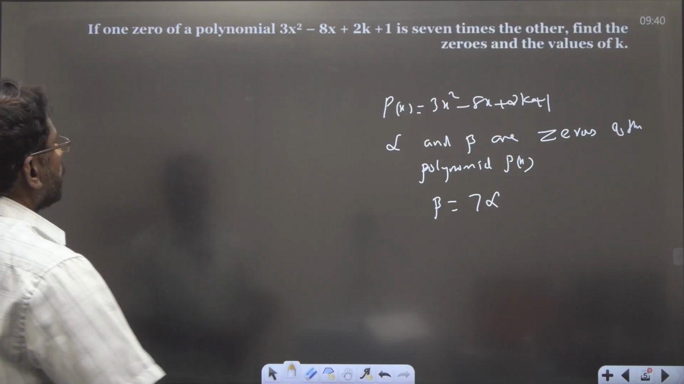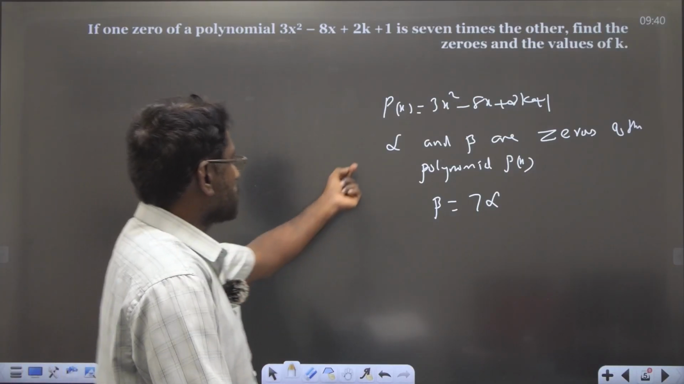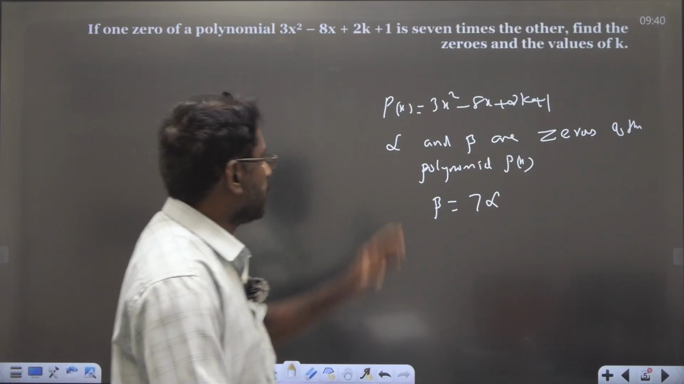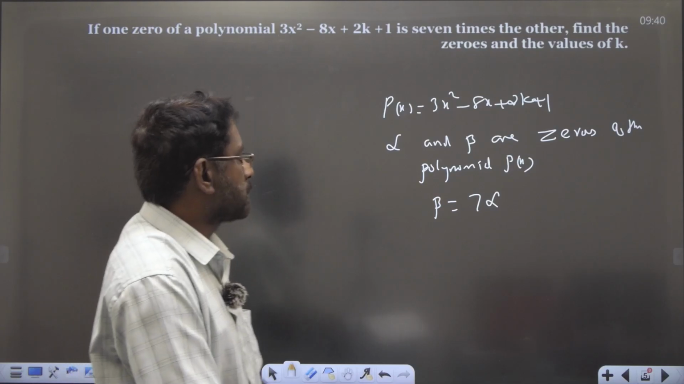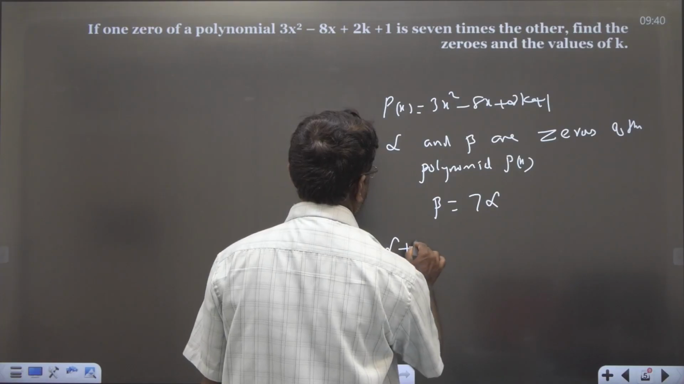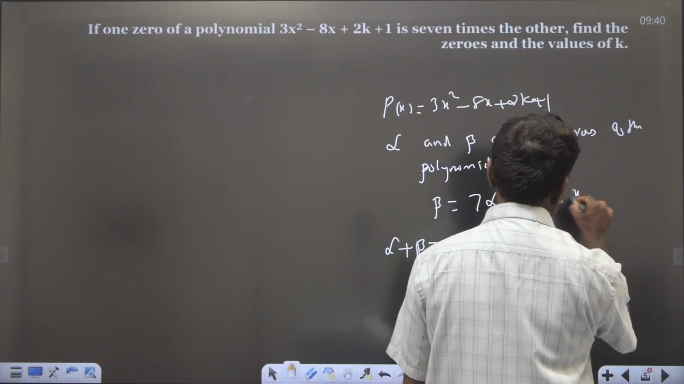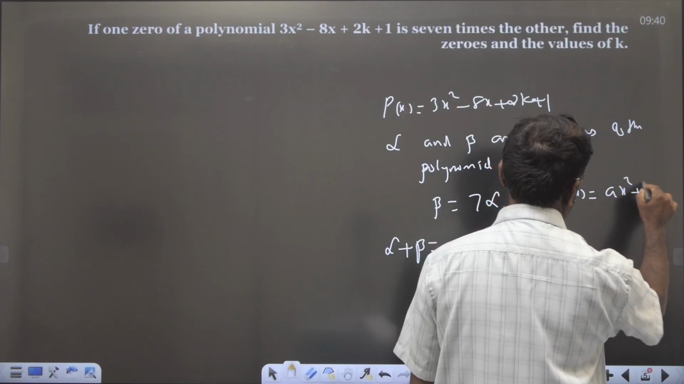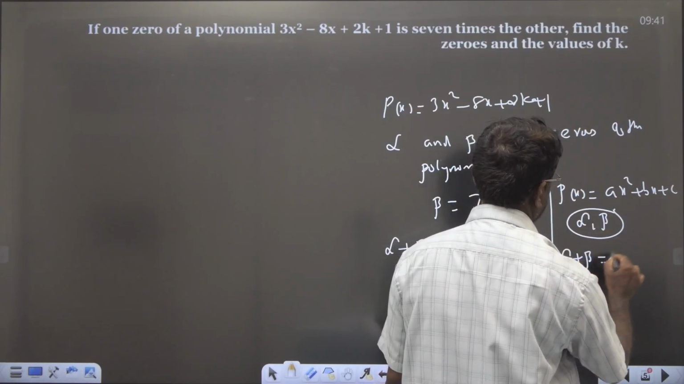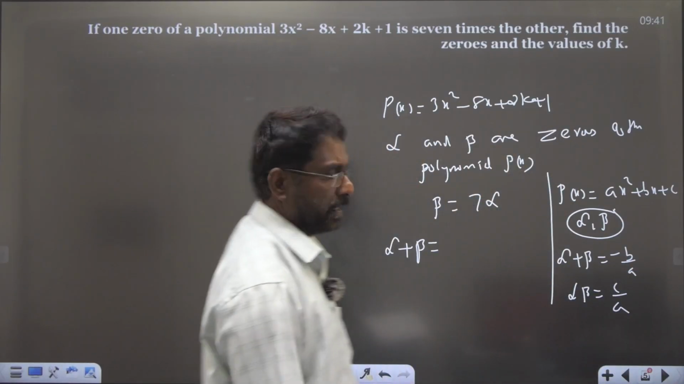If one zero of a polynomial is 7 times the other, what is its meaning? Suppose alpha is one zero, then automatically the second zero will be 7 alpha, that is 7 times the first zero. Beta equal to 7 alpha. Again, suppose p of x equals ax square plus bx plus c, and alpha, beta are the zeros. Alpha plus beta equal to minus b by a. Alpha beta equal to c by a. Right? So this is the formula.